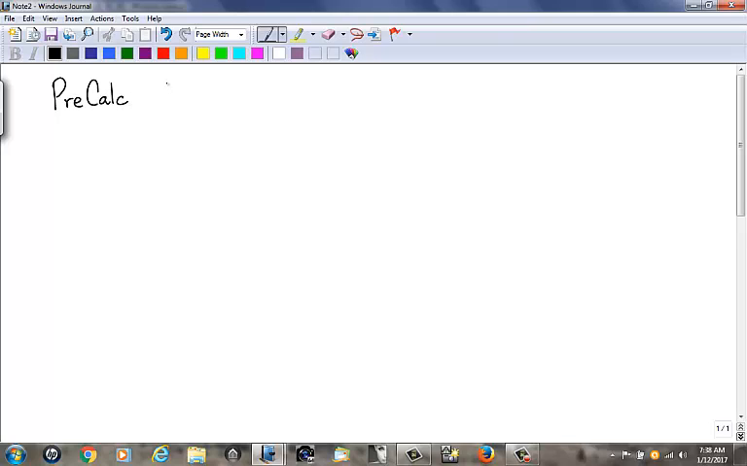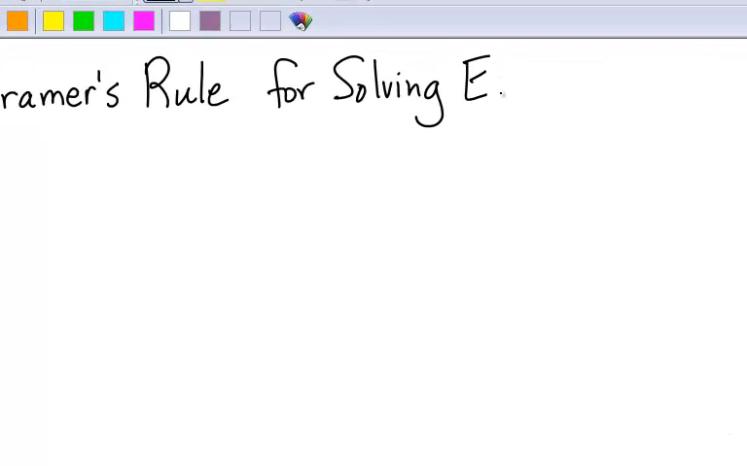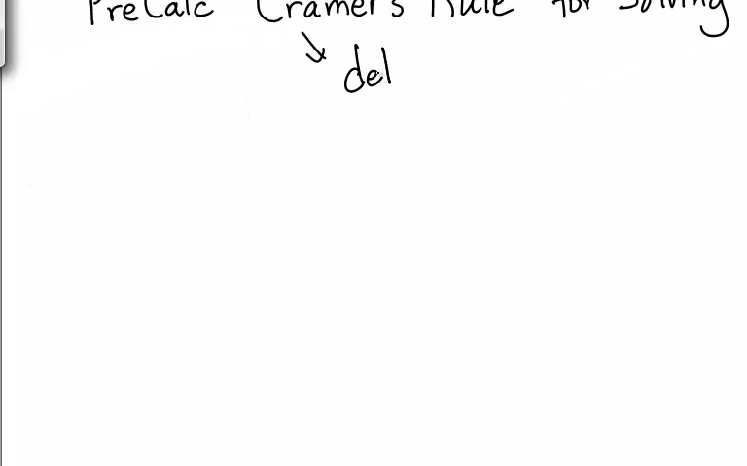Okay, this is going to be on what they call Cramer's rule, and this is for solving equations. When you use Cramer's rule, you're using determinants to solve equations.